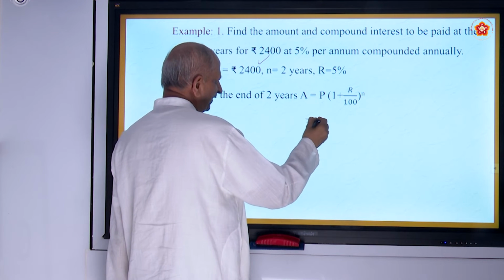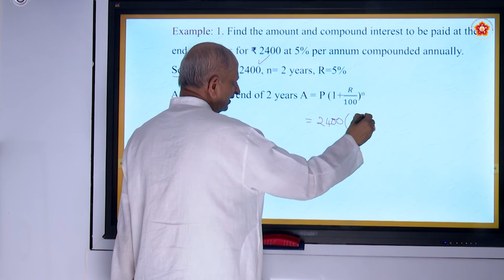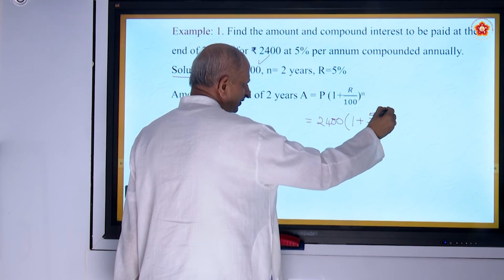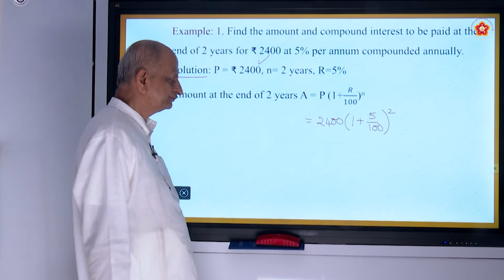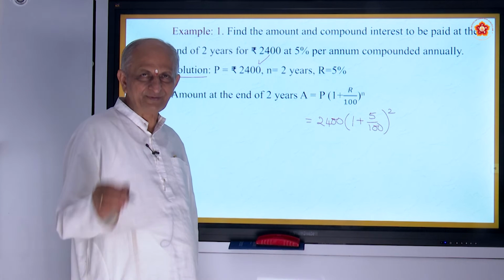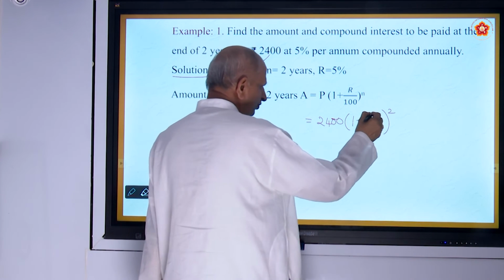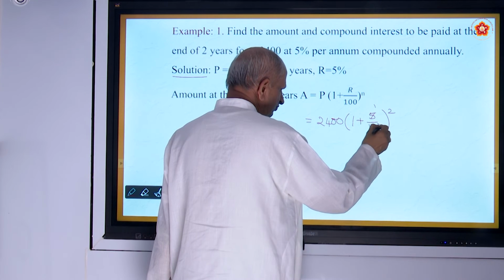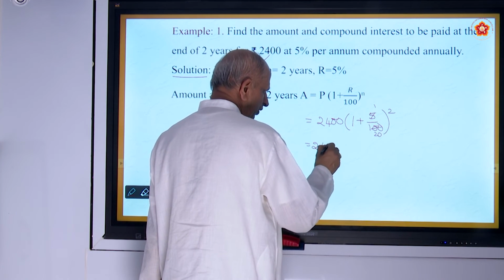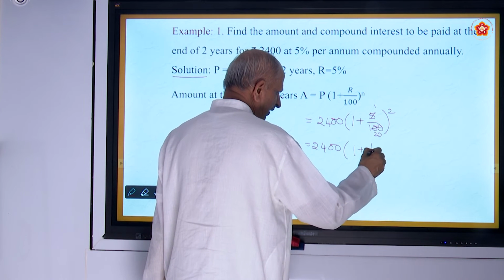Now, shall we apply it? If you apply, you will get the answer. Principal is 2,400, 1 plus R is 5 by 100. N is how much? 2. So, you can simplify this, correct? Always, a fraction should be expressed in the simplest form. So, 5 ones are 5, 5 20s are 100. So, that is equal to 2,400 into (1 plus 1 by 20) squared.